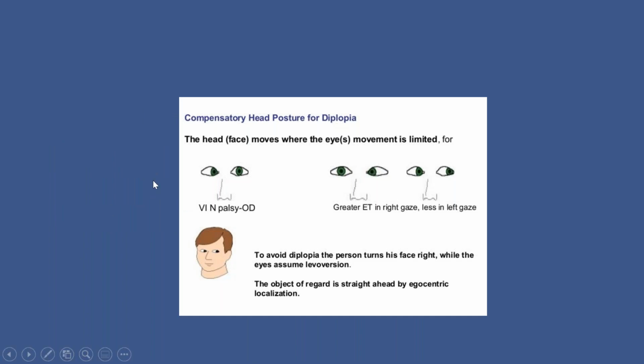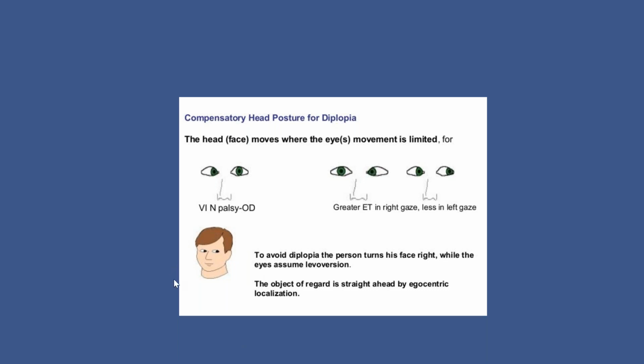Now you look at this picture first. Look at the position of the head. Can anyone tell me what kind of abnormal head position this is? Yes, it's a face turn, but to what side is the face turn? Correct. It's a right face turn.